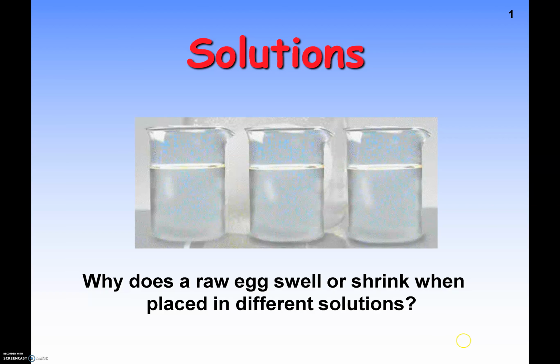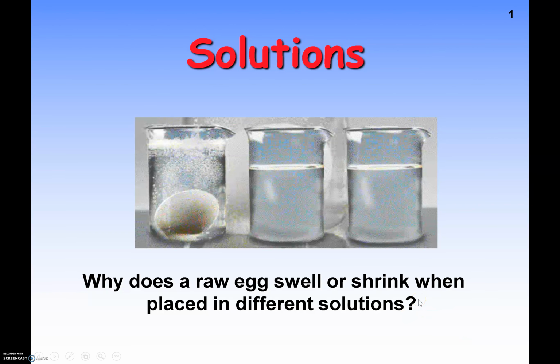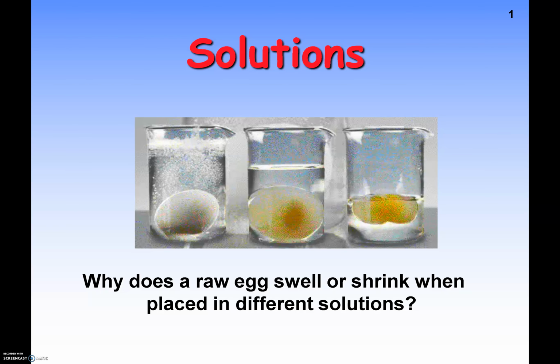When a raw egg is placed in dilute acetic acid, the acid dissolves the shell, but the egg's membrane remains intact. When it is placed in pure water, the egg swells. In a concentrated aqueous solution of corn syrup, it shrivels.